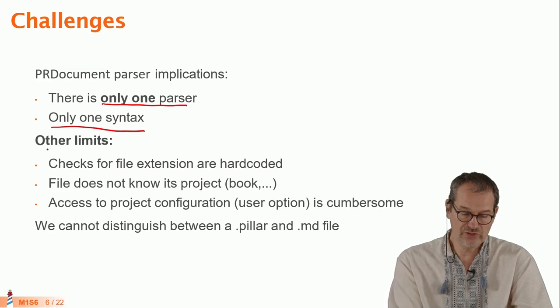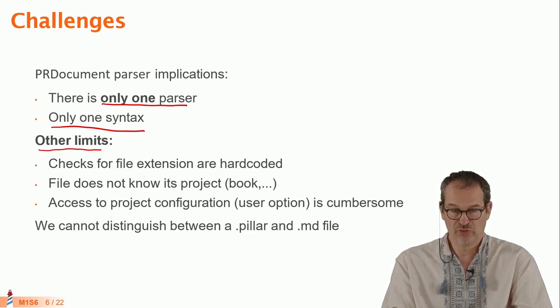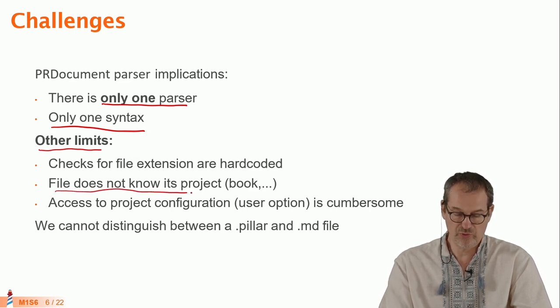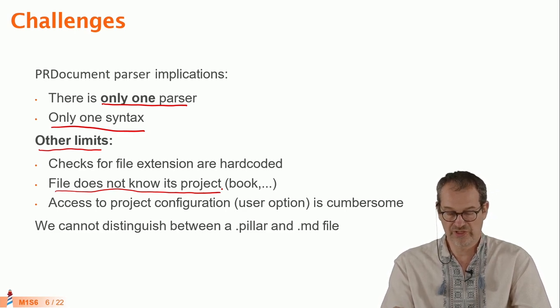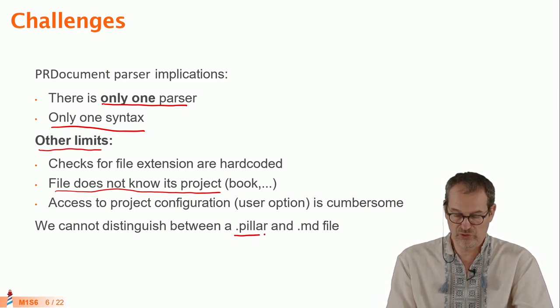This is the problem. And then also the other limits: the check for file extension is hard-coded somewhere in the code. So this means that just because you provide an MD file, it will not be managed correctly, because if the system looks for .pillar files, it will ignore the .md file. In addition, for example, a file does not know its project. The project is an object that represents how to build it and how to access the configuration. So basically, at the end, we could not distinguish between a .pillar and a .md file. And even if we could, we had only one parser.